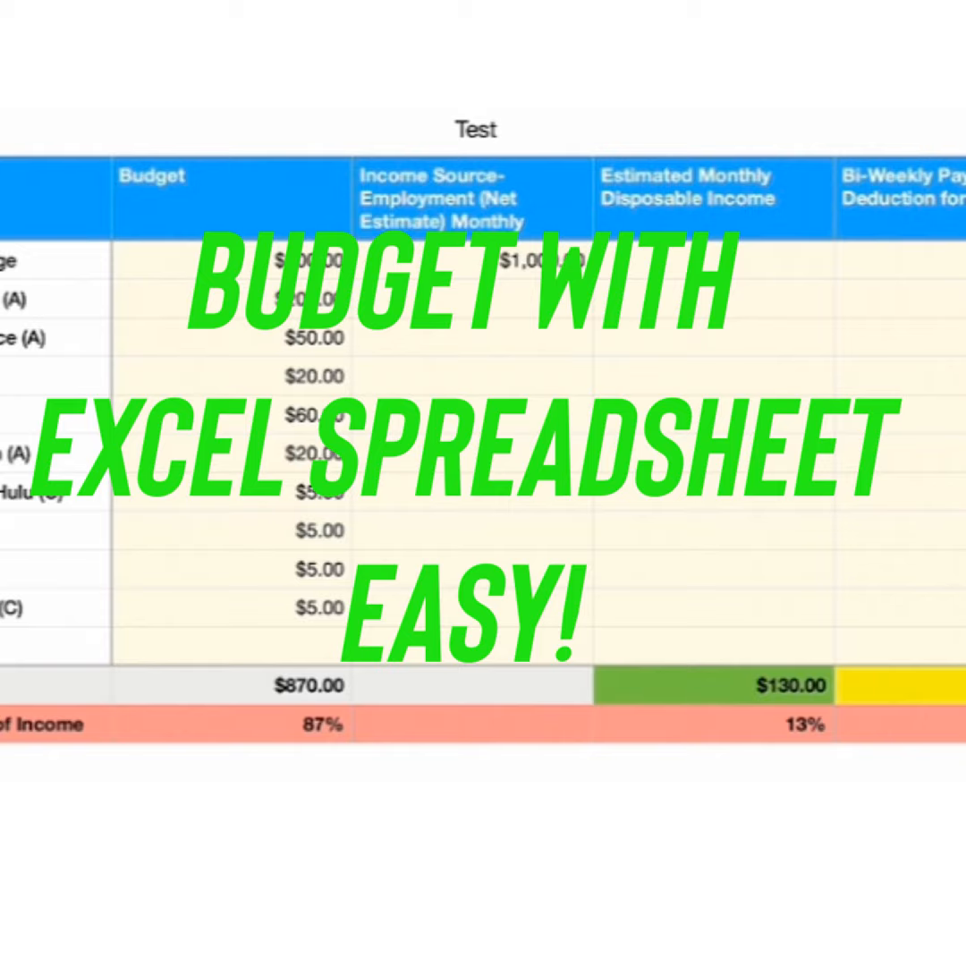If you look in the bottom left hand corner, it has your disposable income, 130, divided by 1,000, which is going to give you whatever percentage that you're left with, which is the 13%. Now, that's also using the formula as well.